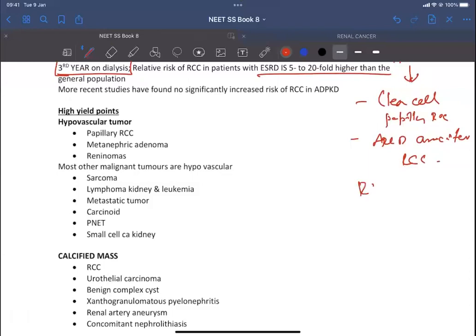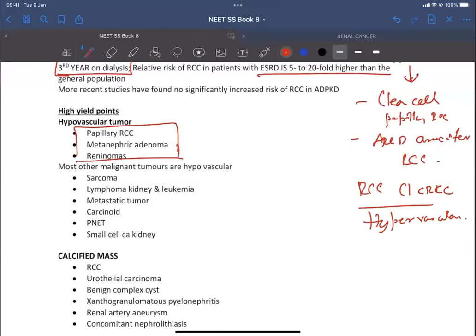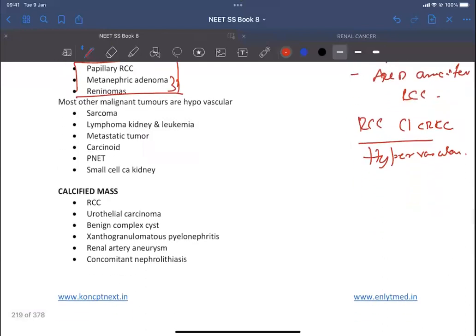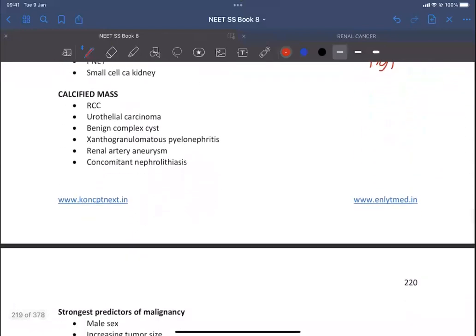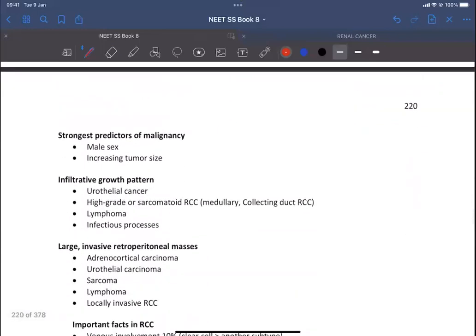So in general, RCCs, especially clear cell RCC, are hypervascular tumors. That is their nature. That's where they enhance by 20 to 50 Hounsfield units after you give them contrast, but there are certain hypervascular tumors that are benign. The papillary RCC is a hypervascular tumor. Again, some examples of calcified renal masses: RCC, urothelial carcinoma, benign complex cysts, XGPN, aneurysms, and nephritis.